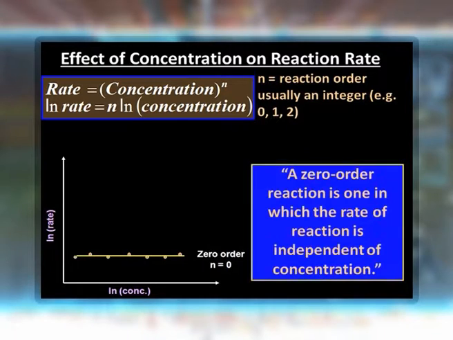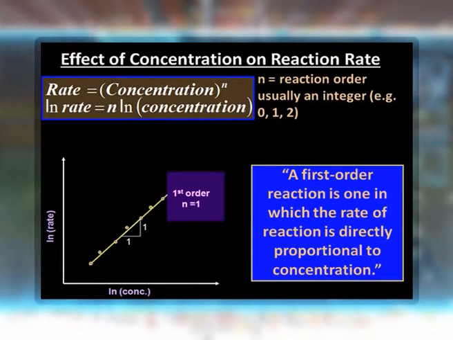A reaction is called a zero order reaction when the rate of the reaction is independent of the concentration. n equals 0 in case of a zero order reaction. If we plot the log concentration of the reactant on the x-axis and log rate of reaction on the y-axis, then for a zero order reaction we get a straight line parallel to the x-axis. That means the rate of reaction is independent of the concentration of the reactants.